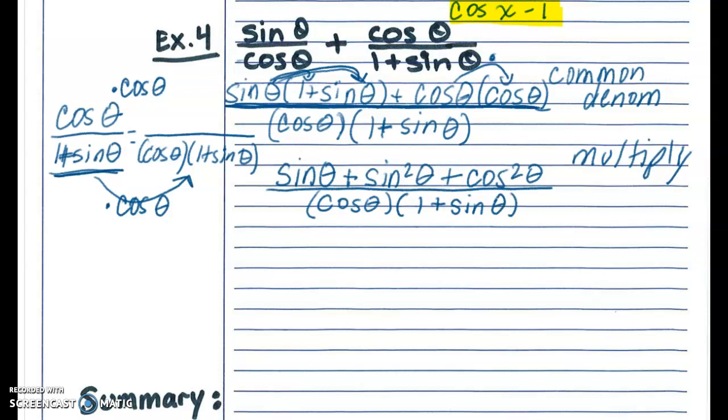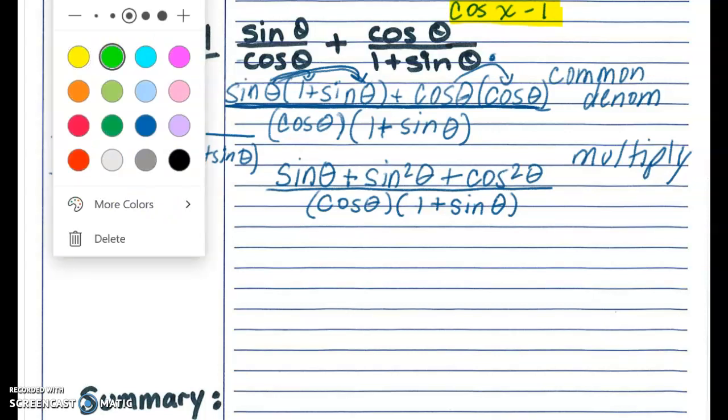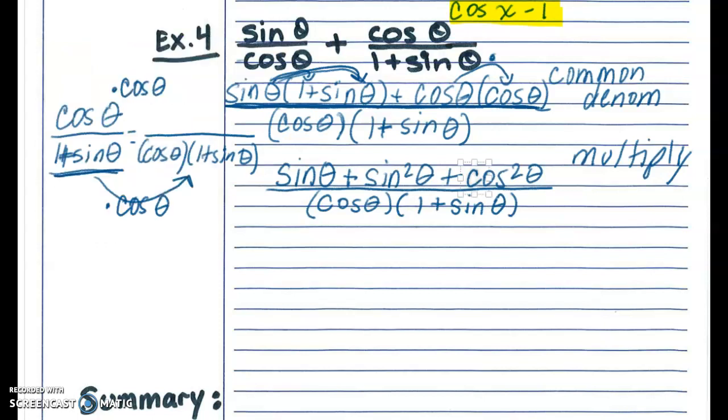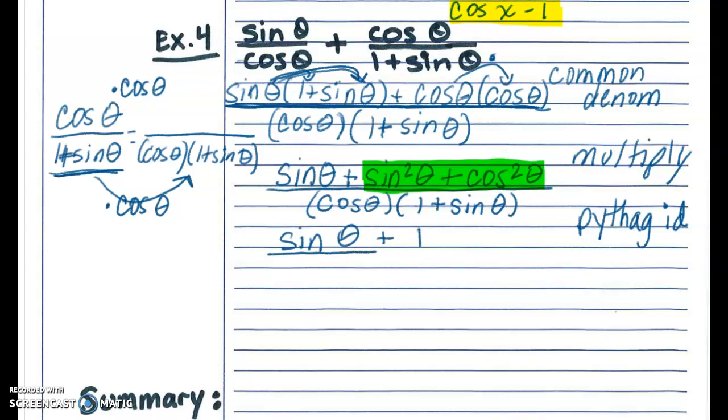All right. You see anything in the top that looks familiar? I see a sine squared theta plus a cosine squared theta. That's a Pythagorean identity. First one. Only one we've used so far. What does sine squared plus cosine squared equal? 1. So sine theta plus 1 over same denominator.